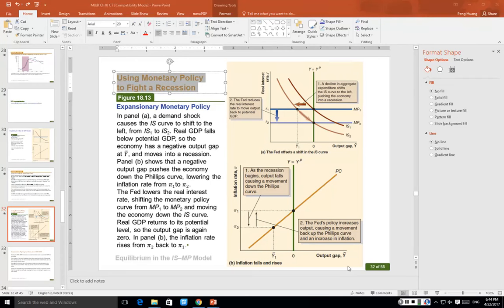So let's apply what we learned so far: the IS curve, MP curve, and the output gap Phillips curve, to one example. The example here is how the Federal Reserve used monetary policy to fight the recession.